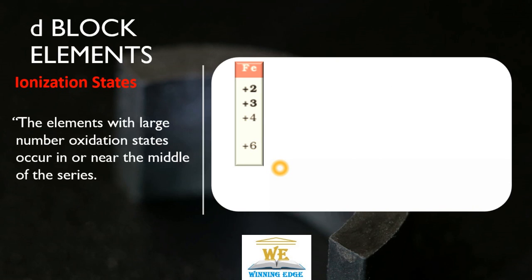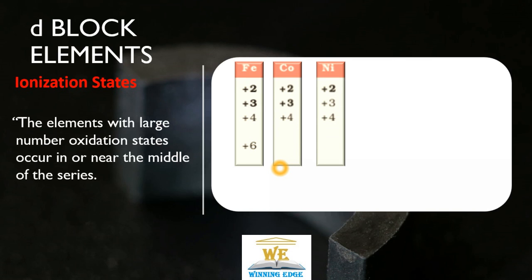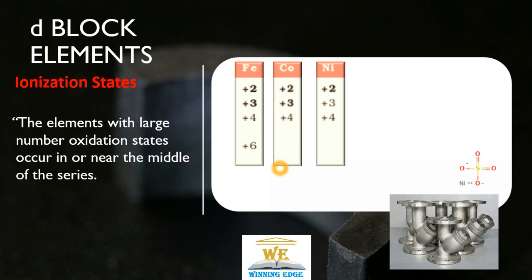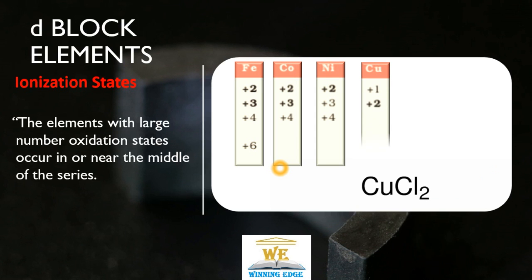Iron: +2, +3, +4 and +6 oxidation states do exist for it. For cobalt, +2 and +3 have better stability. Nickel: +2, +3, +4, where +2 and +4 are more stable. Nickel exists as nickel sulfate, which is used in the plating industry to plate our components. Copper exists in +1 and +2, like cupric chloride, copper dichloride. Zinc exists in the stable +2 oxidation state: zinc chloride, zinc oxide. Many examples are there.